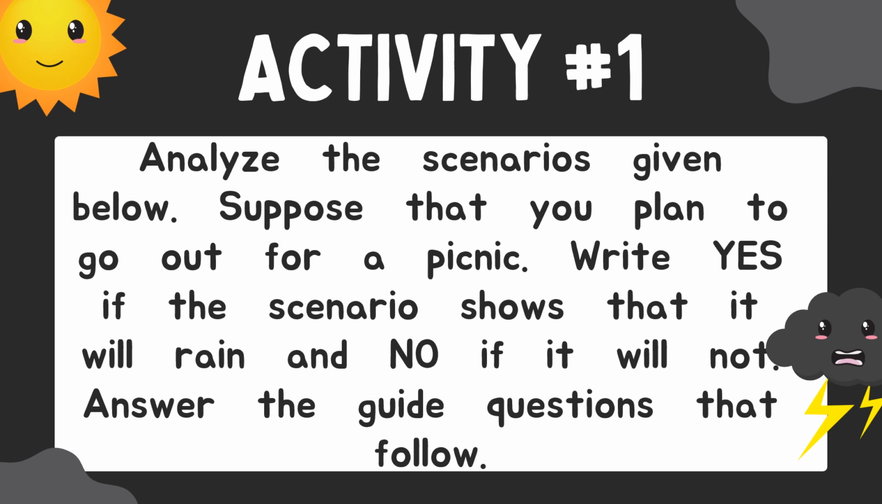Suppose that you plan to go out for a picnic. All you need to do is to write yes or no. On a sheet of paper, write yes if the scenario shows that it will rain, because you want to go to a picnic, and no if it will not. Later on, at the end of this activity, we will be answering guide questions. Again, simply write yes or no.